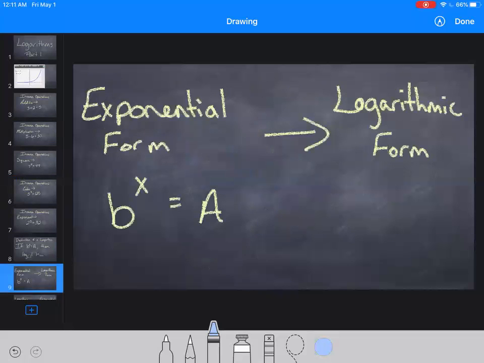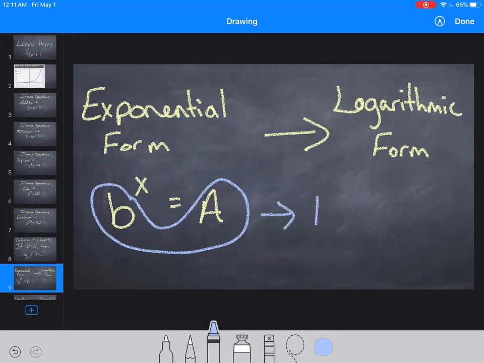Let's take a look at going from exponential form to logarithmic form. Well, if I have b to the x is equal to a, I'm going to do that weird looking circle where I circle my base and my answer, and I'm going to rewrite it as a logarithm. So I'm going to write the word log, short for logarithm. Then the first thing I circle is my base. The second thing that I circle, my answer, becomes my argument, and it's always going to equal the exponent every single time.